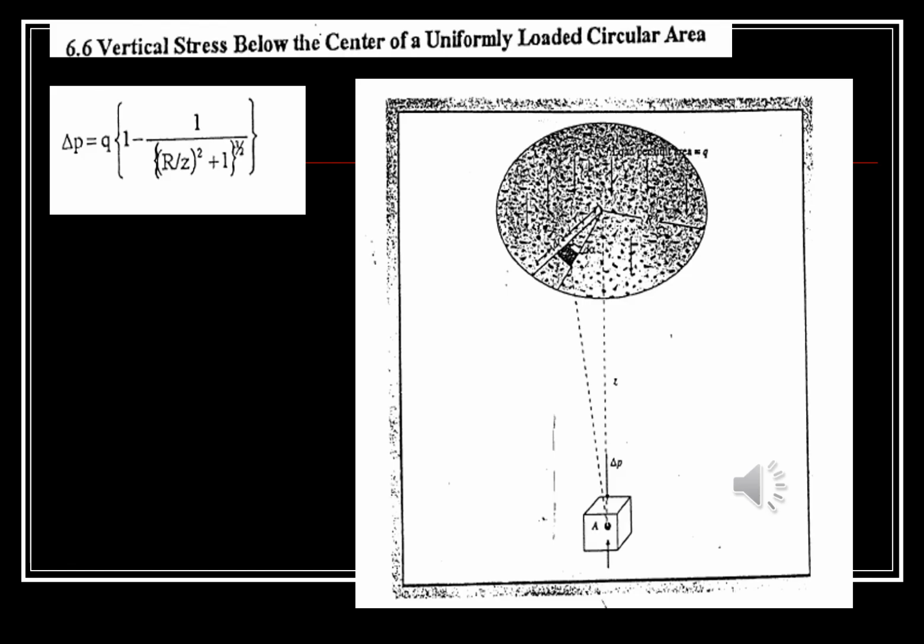The total increase can be found by integrating from minus b/2 to plus b/2. For the vertical stress below the center of a uniformly loaded circular area, in this case you can see this for the circular vertical stress by the uniformly loaded circular area. So delta B is equal to Q multiply 1 minus 1 divided by R by Z the whole square plus 1, the whole power half. So this is for the vertical stress below a circular area.